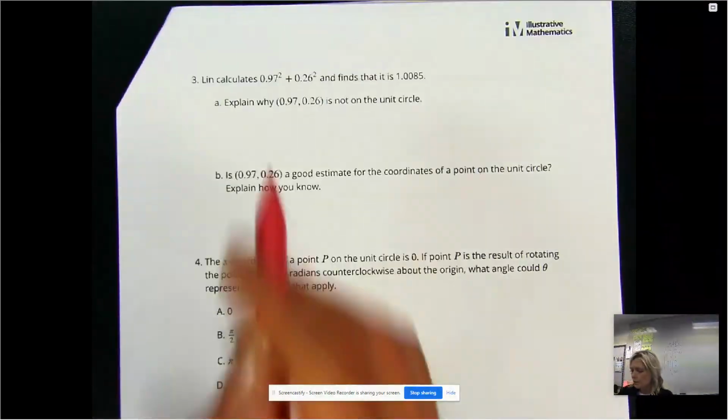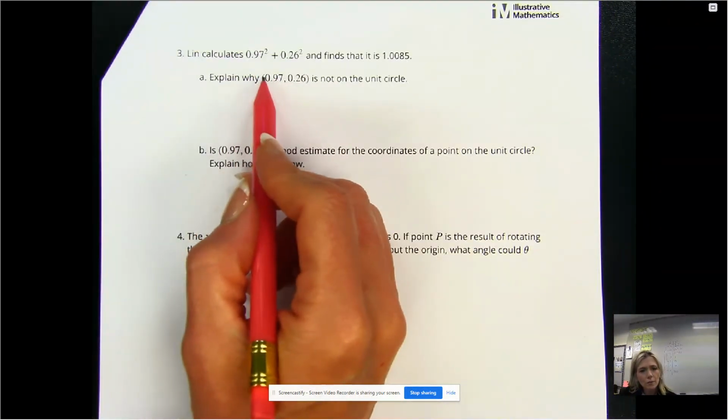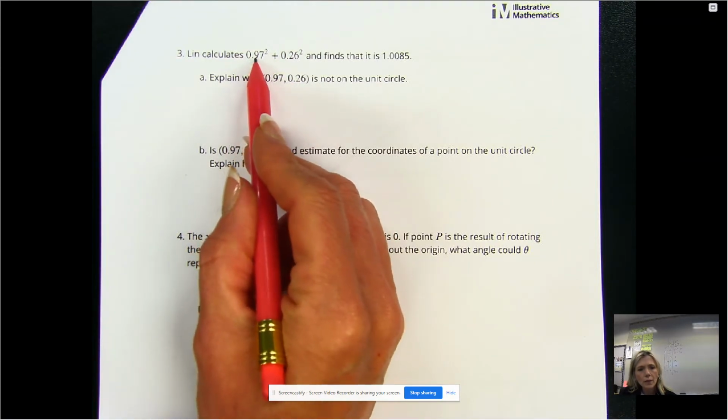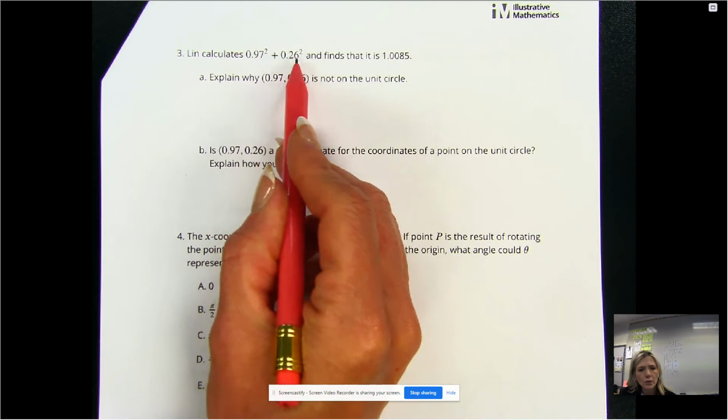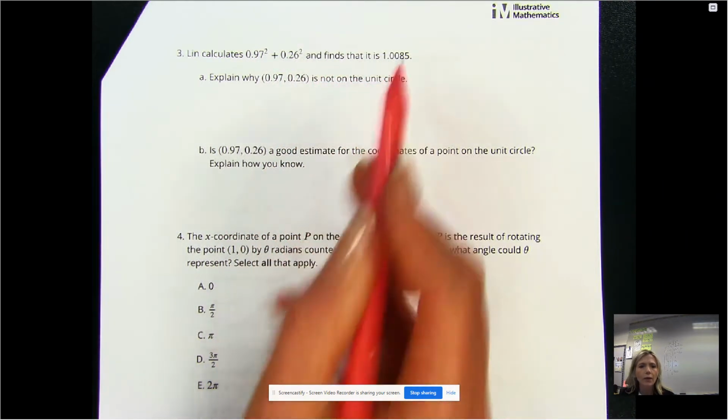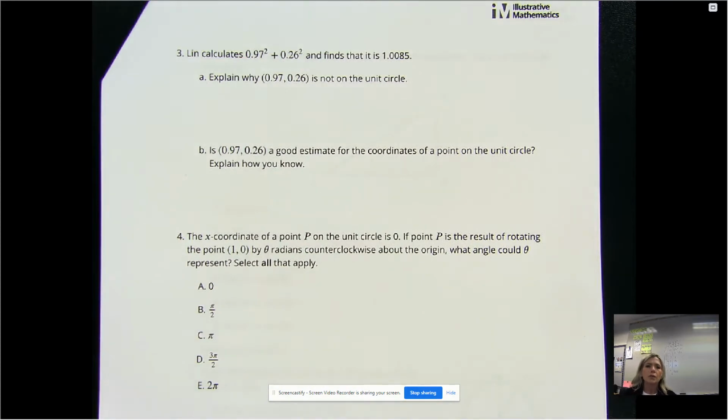Number 3, Lynn calculates 0.97 squared. These are some estimates that we got on the activity we did yesterday. 0.97 squared plus 0.26 squared, and finds that it is 1.0085. Explain why 0.97, 0.26 is not on the unit circle.